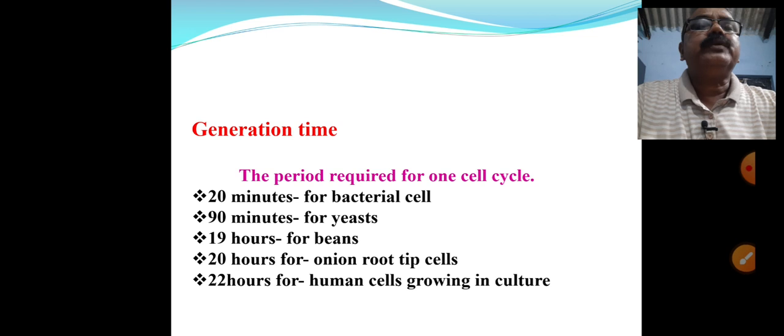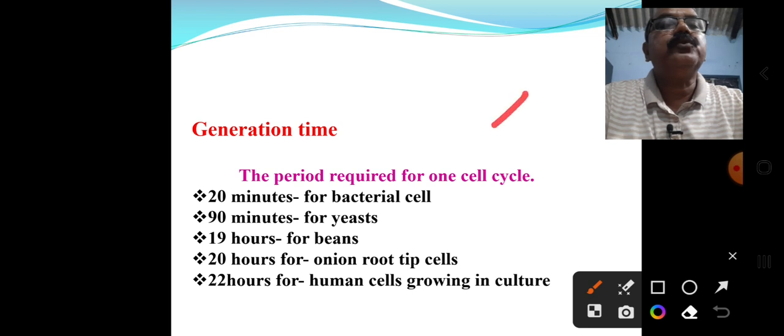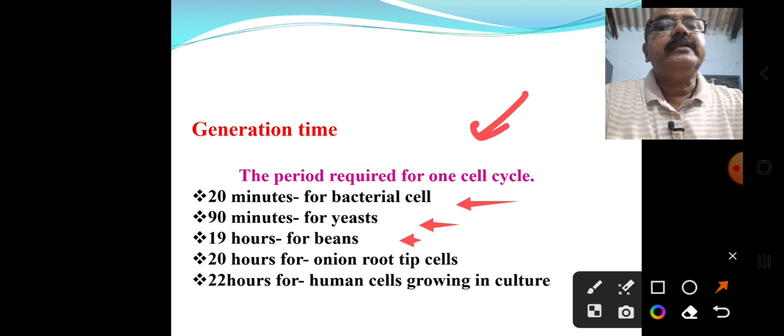Let us discuss what the generation time is. The generation time is the period required for one cell cycle. This generation time is 20 minutes for bacterial cell, 90 minutes for yeast, 19 hours for beans, 20 hours for onion root tip cells, and 2 hours for human cells growing in culture.